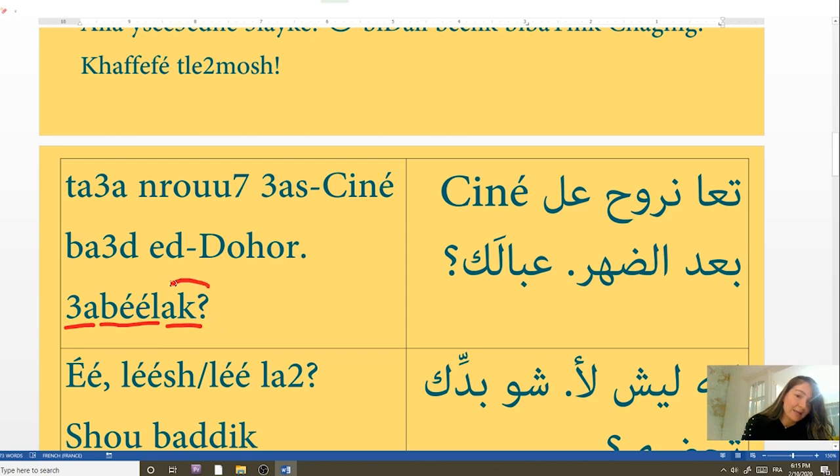Now this ak obviously means that I'm talking to a guy. If I want to say the same thing to a girl, I would say abelik, abelik. And if I'm talking to a guy, I would say abelak, do you feel like it? And if I want to say it to more than one person, I will say abelkun.